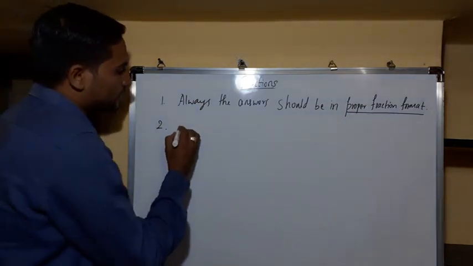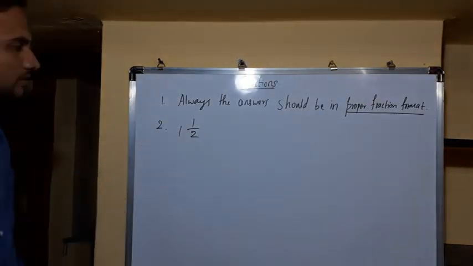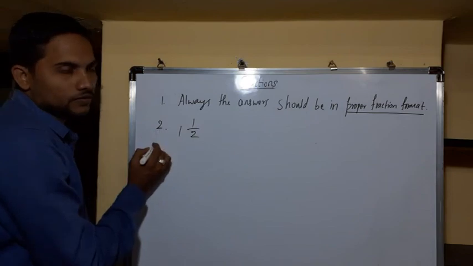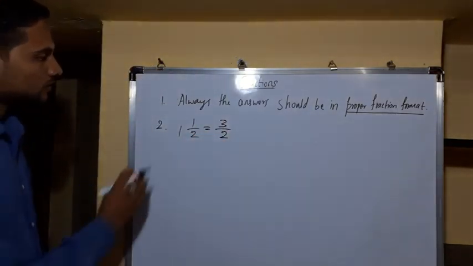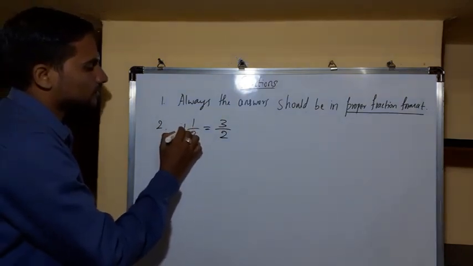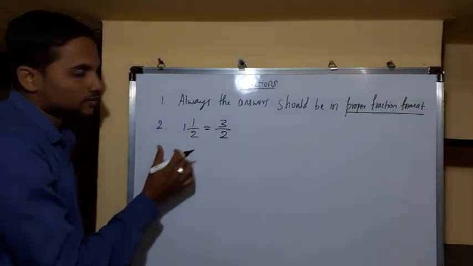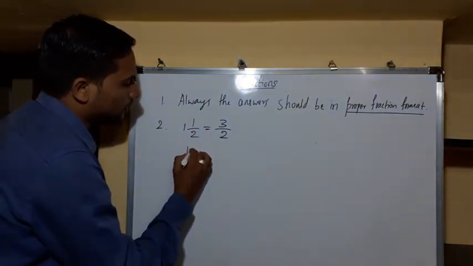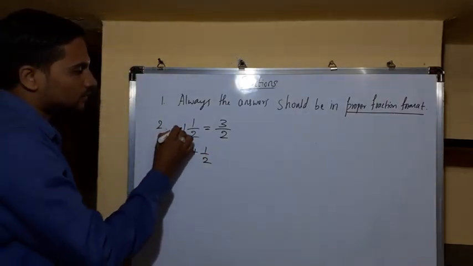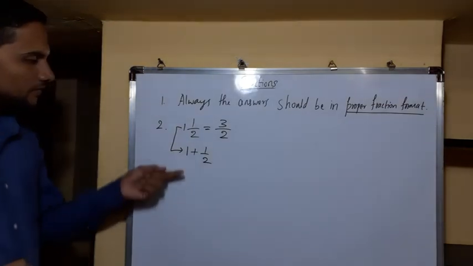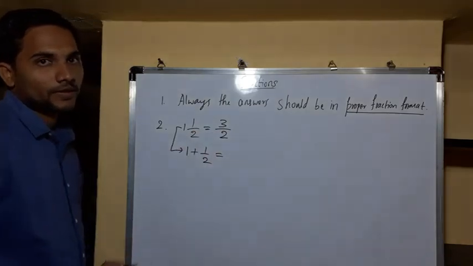And next, the second rule says that for a mixed fraction, like 1 integer 1 by 2, how do we simplify it? 2 ones are 2, plus 1, it will be 3 by 2. So the rule says whenever there is a mixed fraction, we can split it as 1 plus 1 by 2. Whenever there is a mixed fraction, we can split it in this fashion, and if you simplify again, you should get this 3 by 2 only, right?